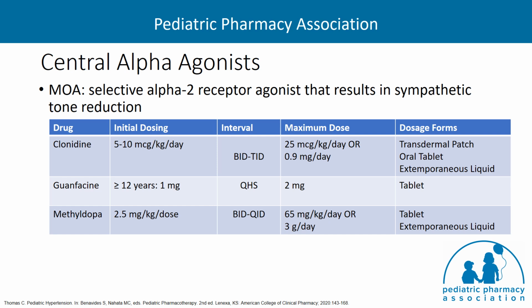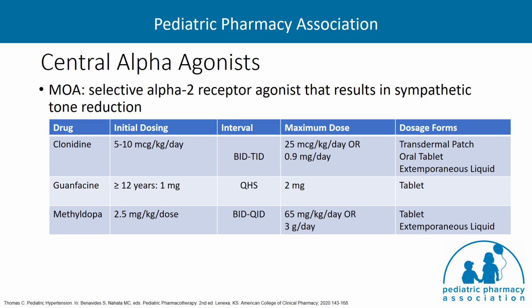Next, we have the central alpha agonists. These work by being selective towards the alpha 2 receptor and ultimately resulting in reduction of that sympathetic tone, so working to decrease that blood pressure. There are 3 different agents: clonidine, guanfacine, and methyldopa. Clonidine is the agent that I've seen most commonly used in practice.